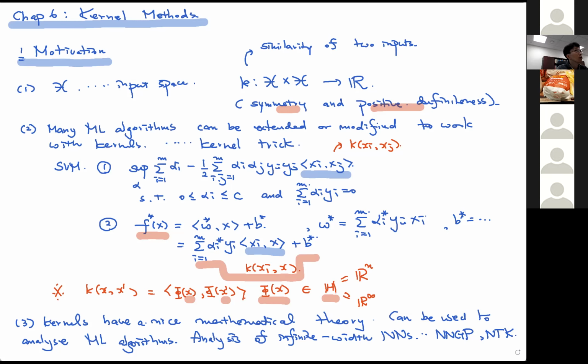Okay. That is the motivation, and the focus will be the mathematical theory that we're going to cover throughout this chapter. But we will also talk a little bit about how kernels can be used to generalize machine learning algorithms. Okay, let's go to the definition of kernels.